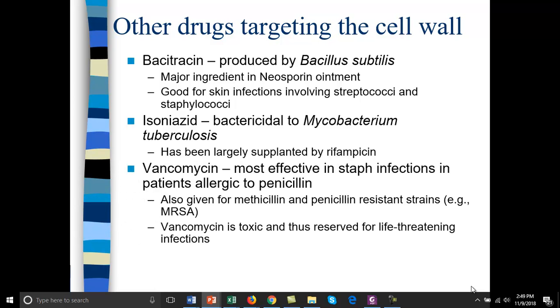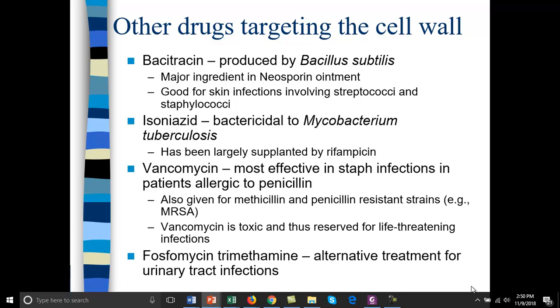And then vancomycin, which is really, really the big guns, is an antibiotic that is very effective for staph infections in patients allergic to penicillin. And this is given sort of as a last resort. When you know somebody has MRSA, then they usually start IV vancomycin to deliver that to the site of infection. And it is very, very strong. It's toxic. And so when somebody has a life-threatening infection like a bone infection or a serious MRSA infection, then they will give them vancomycin because it has a lot of toxicity issues.